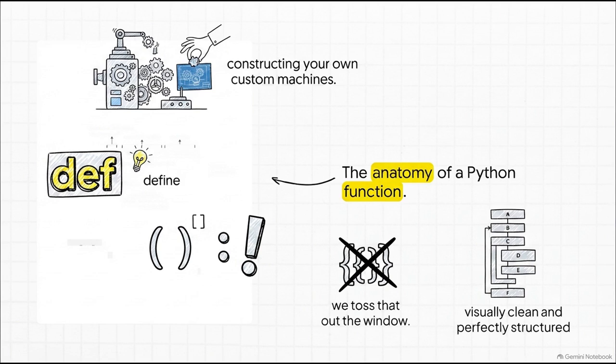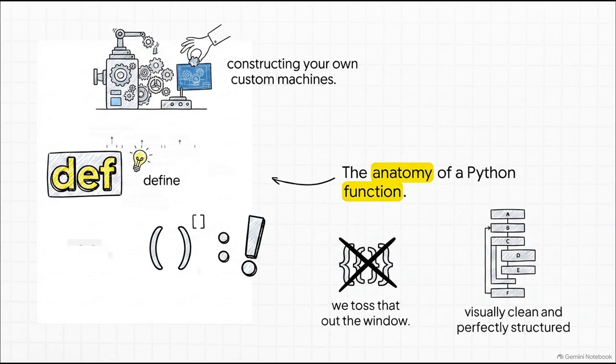Now, if you've coded in languages like C++ or JavaScript before, you know they rely heavily on those visually cluttered curly braces to group code. Well, Python just tosses that right out the window. That mandatory colon tells Python that everything indented directly beneath it is the body of your function.